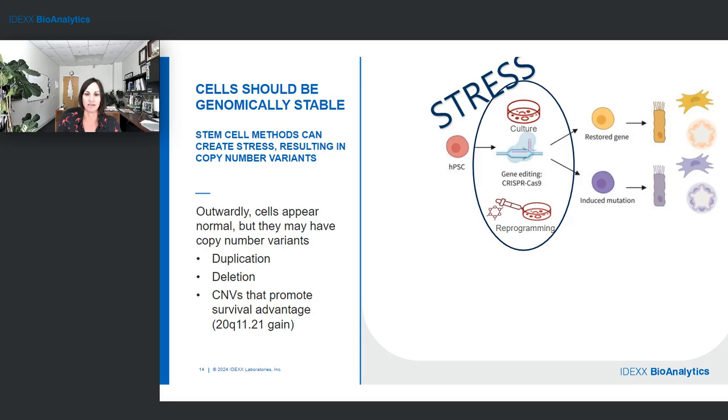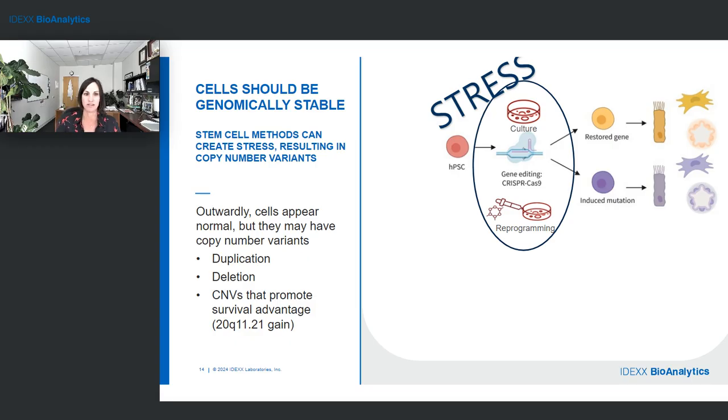Okay, and then lastly, the third point that I wanted to make is that I mentioned that genomic stability should be monitored, and this is particularly important when one is using stem cells. As cells are cultured and manipulated, stress to these cells can result in copy number variants and mutations. And while duplications are the most common type, deletions can also occur.